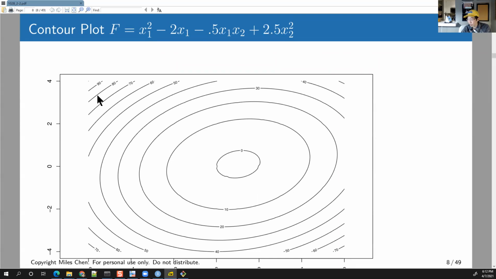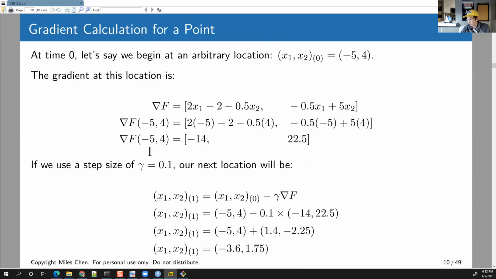And we want to say, all right, which direction is uphill, which direction is downhill? So uphill is going to be in this direction. We're going to go in the opposite direction. So we're going to basically take a step in this direction here. Okay, so we would calculate the gradient at this location. We're going to put in -5, 4, and plug that in to calculate the gradient at f. And the gradient at this location is going to be a 2-dimensional vector.